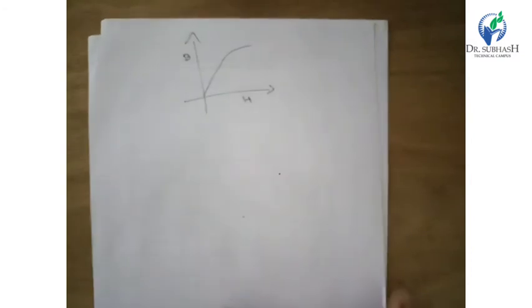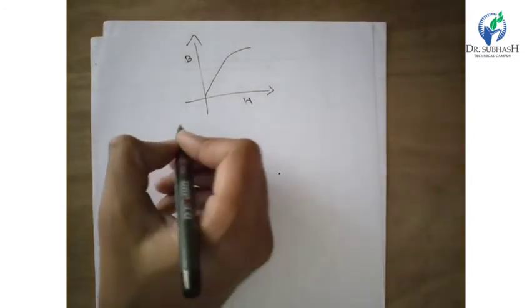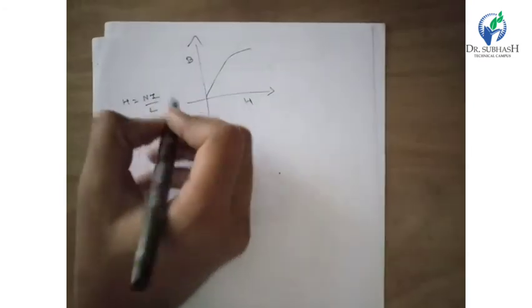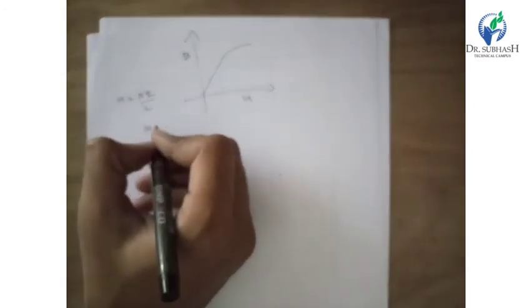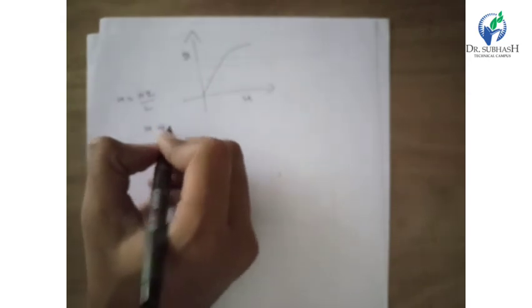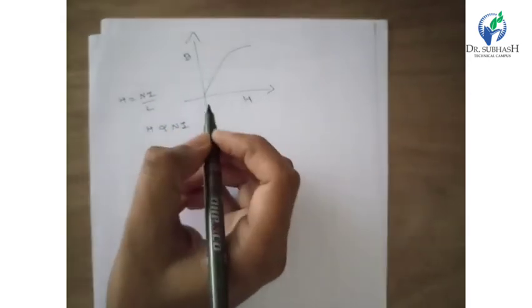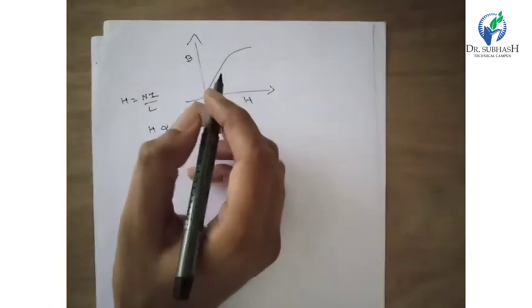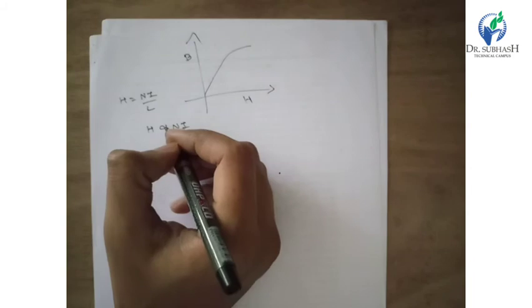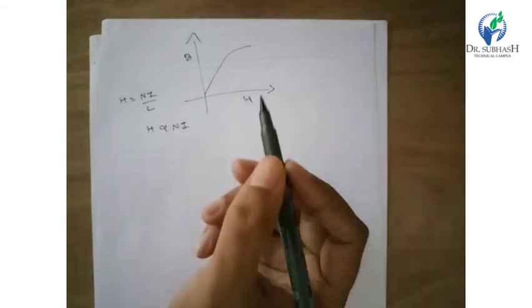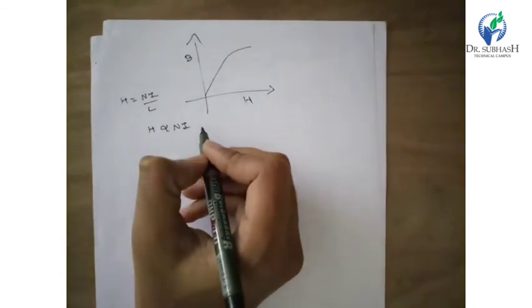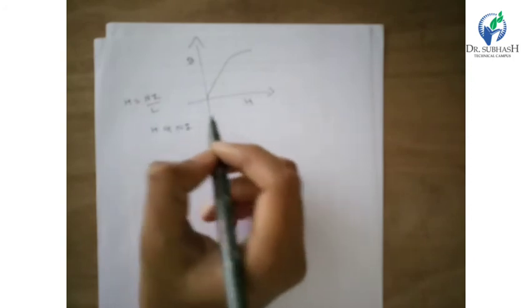The equation of magnetic field strength H is equal to Ni upon L. So we can write that H is directly proportional to Ni. There is a magnetic field strength and magnetic field density. Here N is the number of turns in the winding, I is the current through the winding, and L is the length of the magnetic circuit.